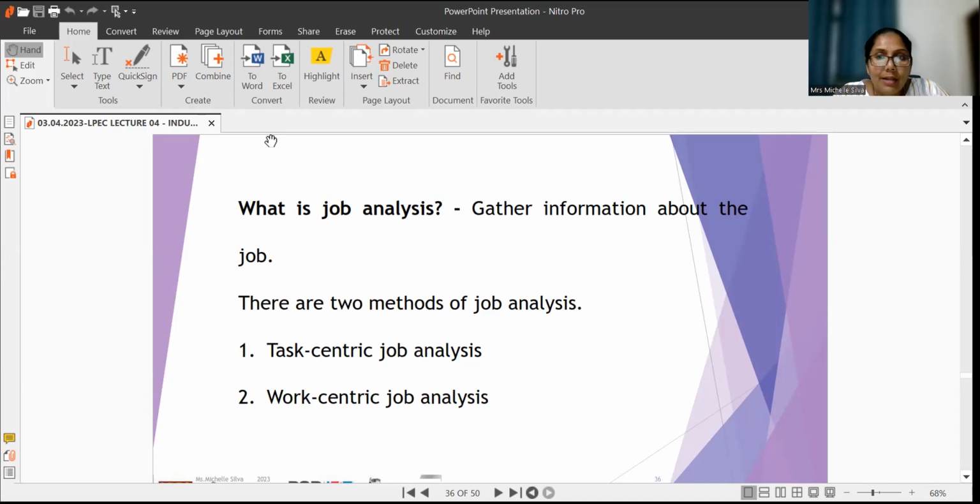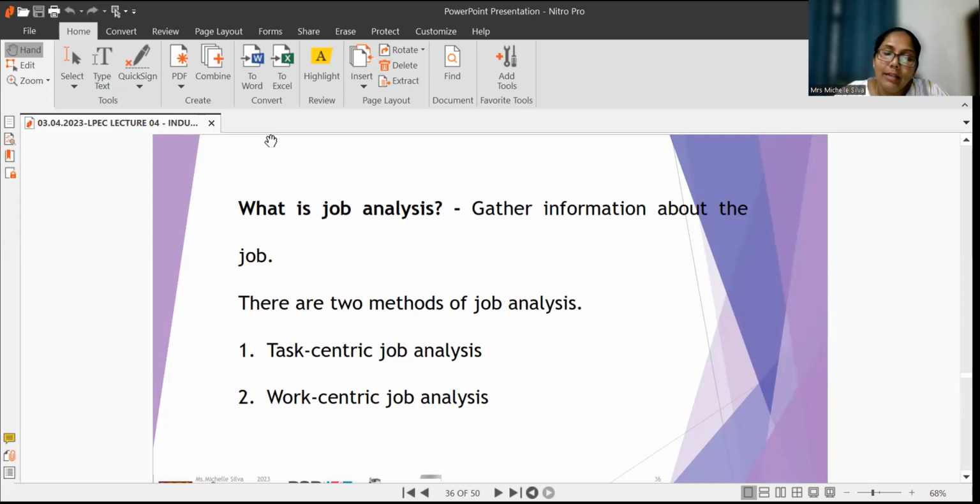So industrial psychologists decide what kind of knowledge, skills, and attitudes are required. Why? Because they are really talented in cognitive processes and human behavior. They know what kind of behavior should be demonstrated from this position.